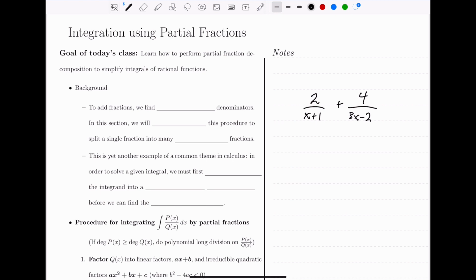Well, we would find common denominators and then add them together. So to get common denominators, we'll multiply the first fraction by the denominator of the second, numerator and denominator. And then in the second fraction, we multiply numerator and denominator by the denominator of the first fraction, x plus 1 over x plus 1.